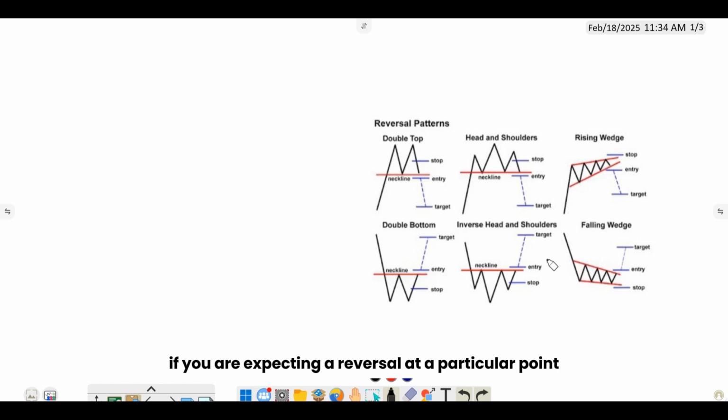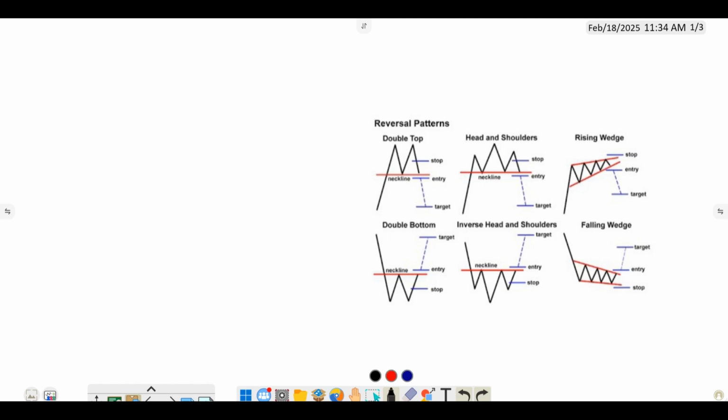So if you are expecting a reversal at a particular point, you want to look out for double top, head and shoulders, or rising wedge. If it's a buy scenario, you want to look out for double bottom, inverse head and shoulders, or falling wedge. So the first one is double top.